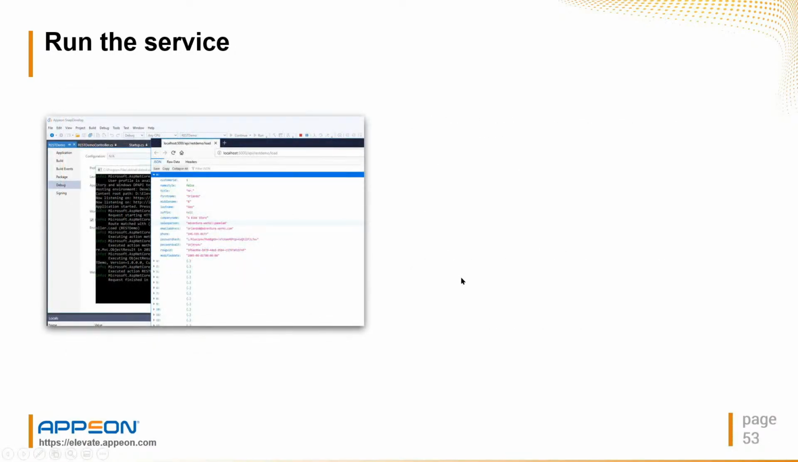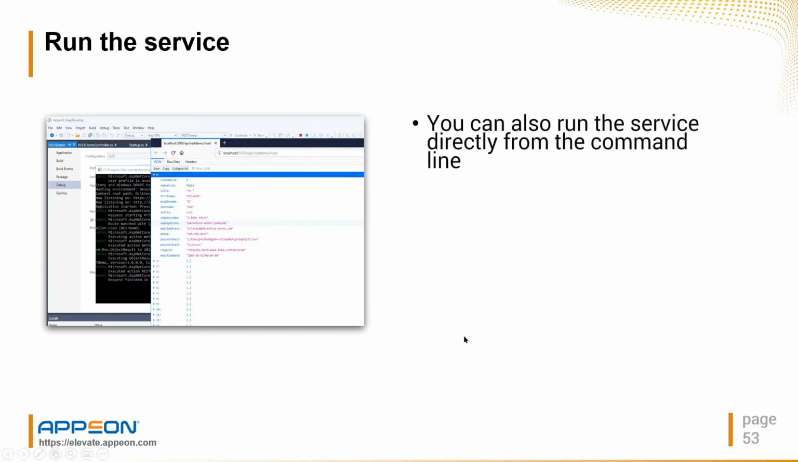Okay, and then this is the service running. So there's the IDE in the background. Then you've got this command window. That is the self-hosted service running. And then you've got the browser running and the JSON response displaying from the service.